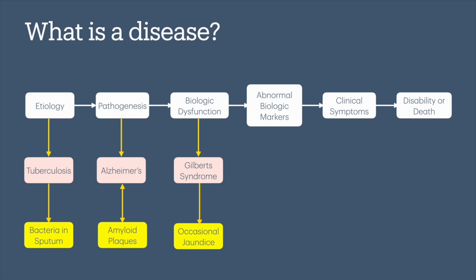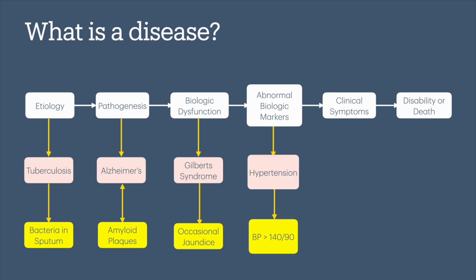Next are abnormal biologic markers. For example, a high blood pressure over 140/90 or elevated fasting blood sugar over 126 are markers for hypertension and diabetes respectively. These markers don't always mean someone is sick, but they signal a higher risk of future symptoms. This also raises an important debate. Are these true diseases or are they just risk factors for disease? The goal in identifying these markers is hopefully to prevent more serious problems later on in life.